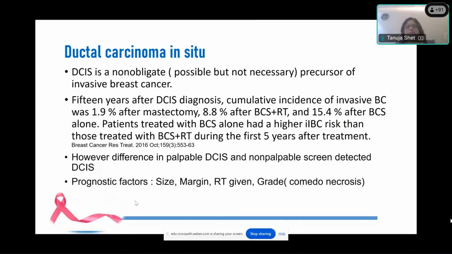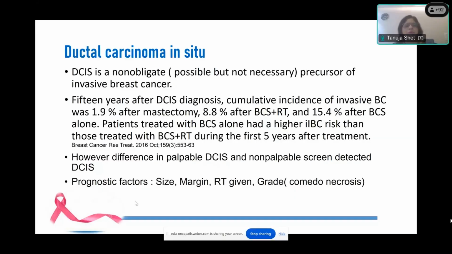The difference in DCIS in the non-screen population and screen population is, what do we get? We get palpable DCIS. Whereas what do they get? They get screen-detected DCIS, which are microcalcifications. Now, something that is not palpable means the volume is not enough. It's screen-detected. So clearly, it's slow-growing. Whereas what do we get? We get palpable, and that's a totally different story. So there are several prognostic factors like size, margin, radiation, grade, etc.